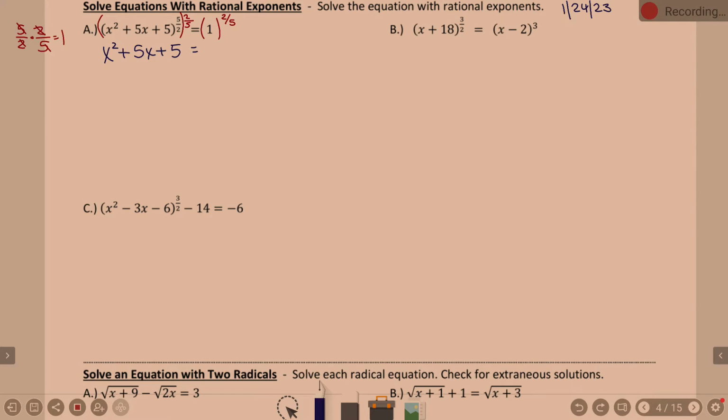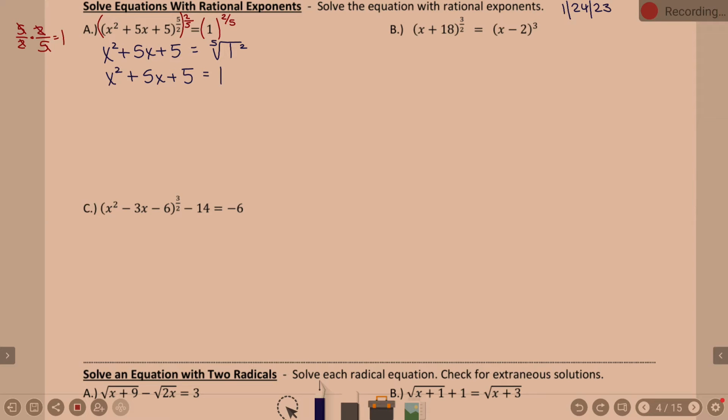Now, I'll be honest, what's 1 to any power going to be? 1. So that's an easy one. But in any other case, what I would suggest is put 1 under the radical. What's 2/5 tell me? The 5 is the root. It's the 5th root of 1 to the 2nd power. Well, what's 1 to any power? 1. What's any root of 1? 1. So we essentially have the equation x squared plus 5x plus 5 equals 1.